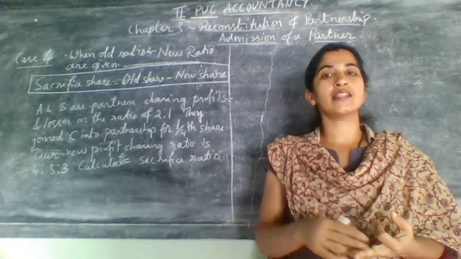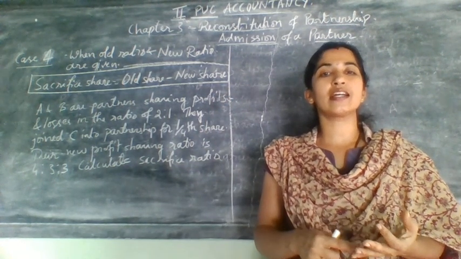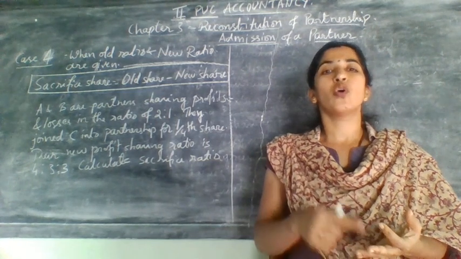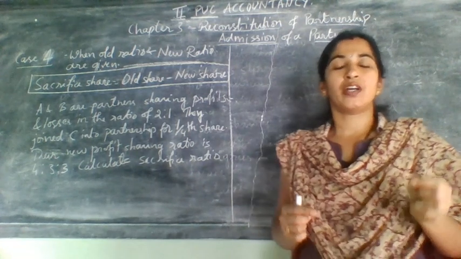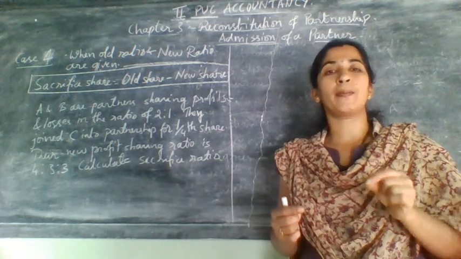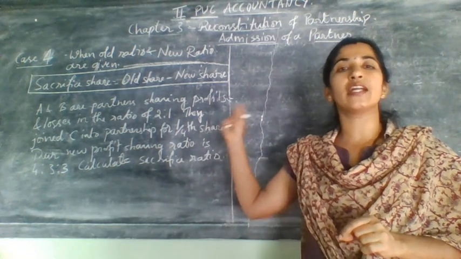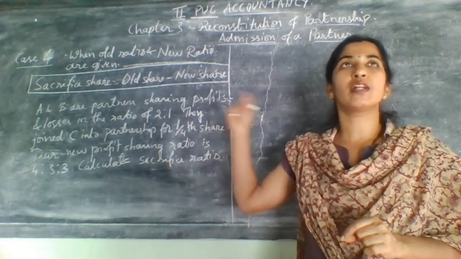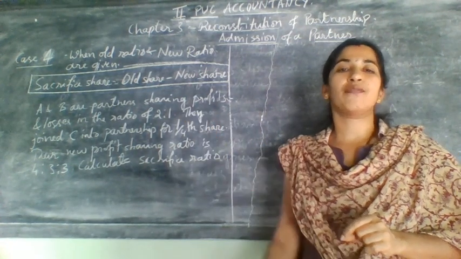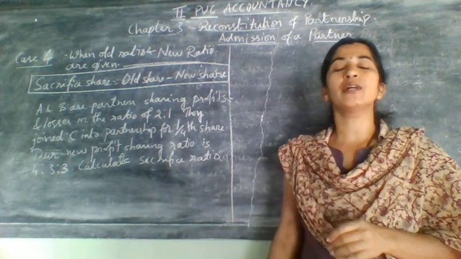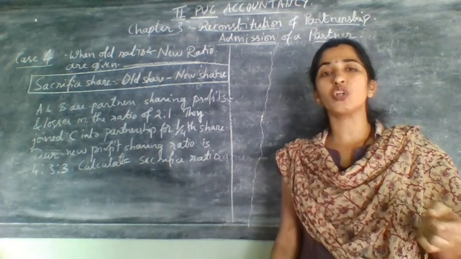In the third case, they gave the old ratio along with the surrender share of old partners. In that case, we need to apply one formula. What is that formula? Sacrifice share is equal to old share into surrender share. When you multiply old share with the surrender share, you will get sacrifice share. That we have already solved. Related to that, you are having problems in your question bank.